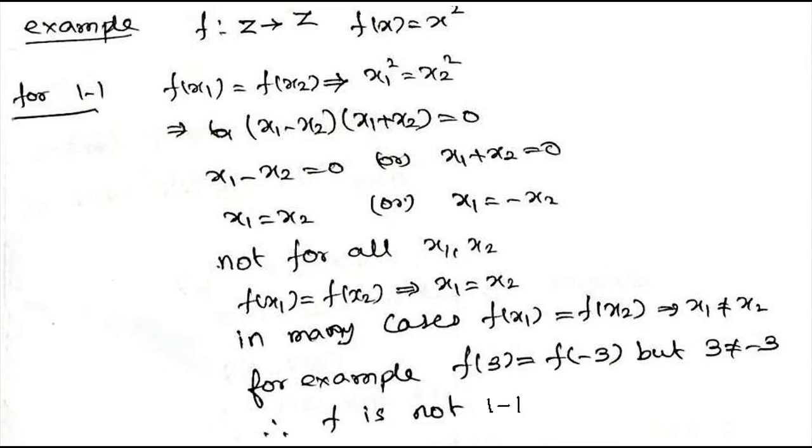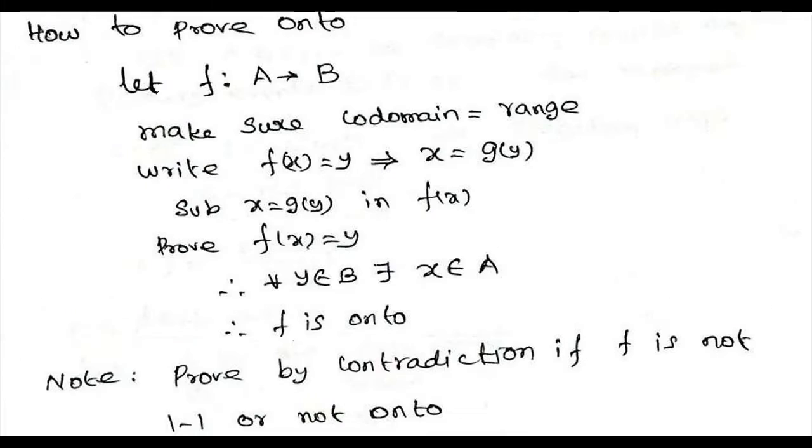Now, we shall see how to prove the function is onto. Let f be a function from A to B. Make sure the codomain is equal to the range. This is for confirmation. Then write f of x equal to y. Try to write x in terms of y. I'm writing x equal to g of y. That doesn't mean some other function. You're just writing x in terms of y.